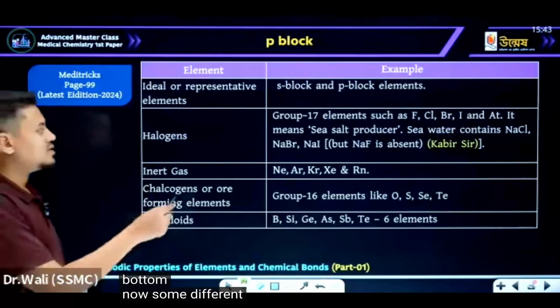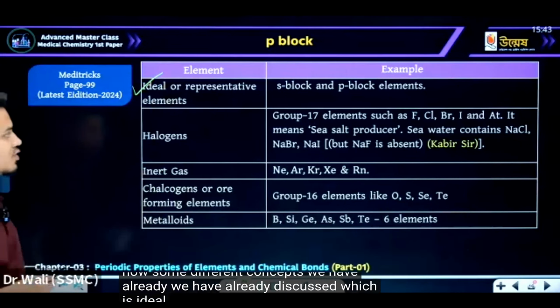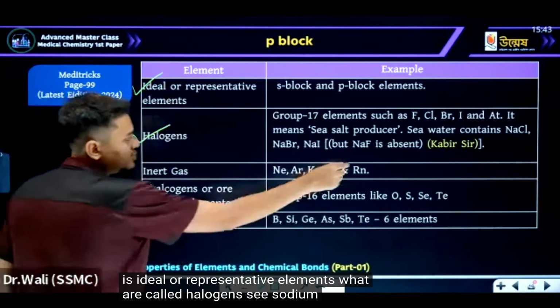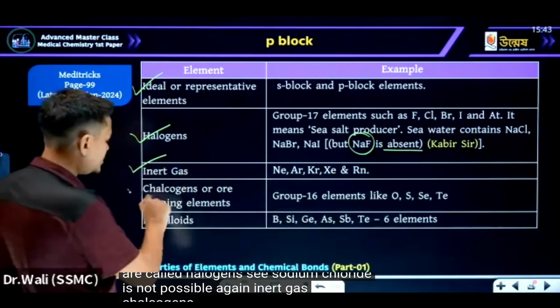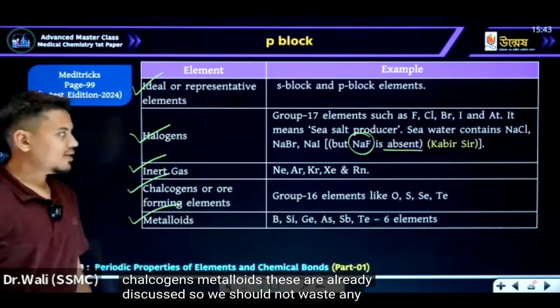Now, some different concepts we have already discussed, which are ideal or representative elements. What are called halogens? Sodium fluoride is not possible. Again, inert gases, chalcogens, and metalloids are already discussed, so we should not waste any further time here.